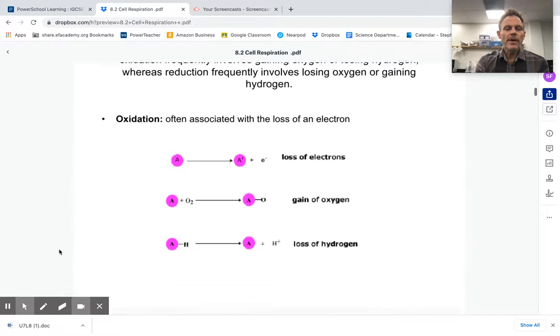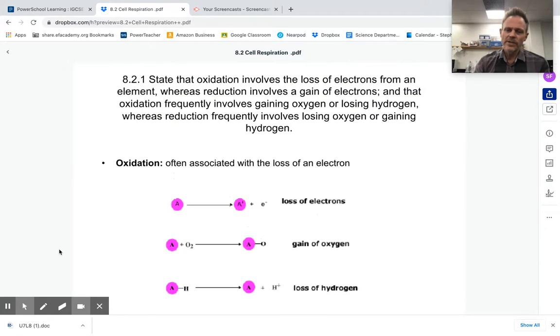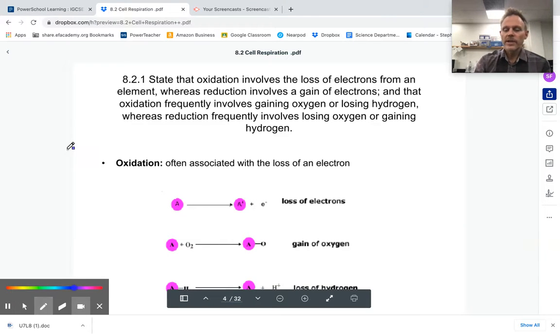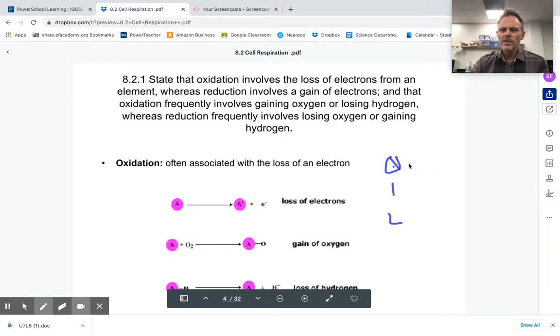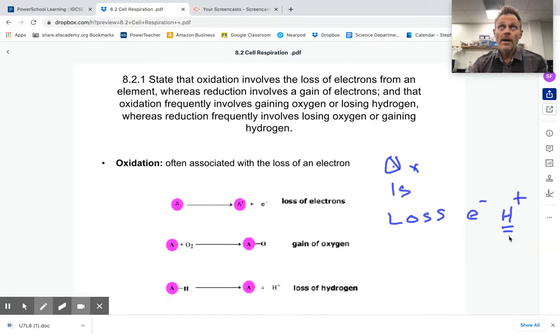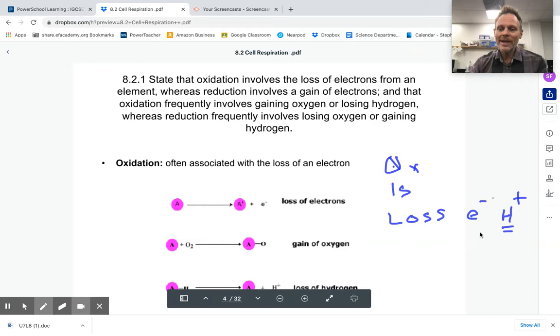So let's first talk about oxidation and reduction. Quite simply, oxidation is the loss of electrons. Those of you that take chemistry might follow this thing like OIL RIG. So oxidation is loss, and the things that are lost are electrons and hydrogen. And actually, this one's going to be the big one that we're looking at. You're going to find out that aerobic respiration is all about collecting these things. This is like the money to make the machine work.